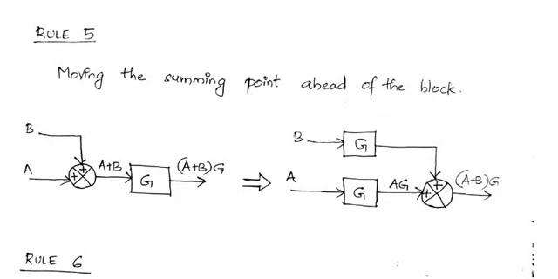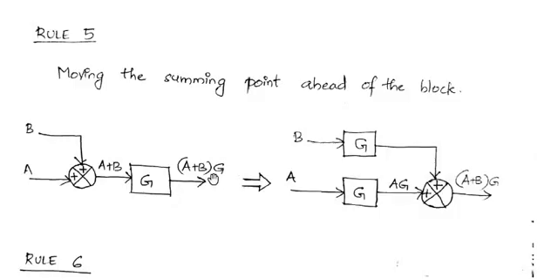Let's move on to rule number 5, moving the summing point ahead of the block. Right now we have a summing point over here. The inputs to the summing point are A and B. Both are plus, so the output of the summing point will be A plus B, and this signal A plus B is moving through a block with gain G. So this A plus B will get multiplied with G, and the final output would be A plus B into G.